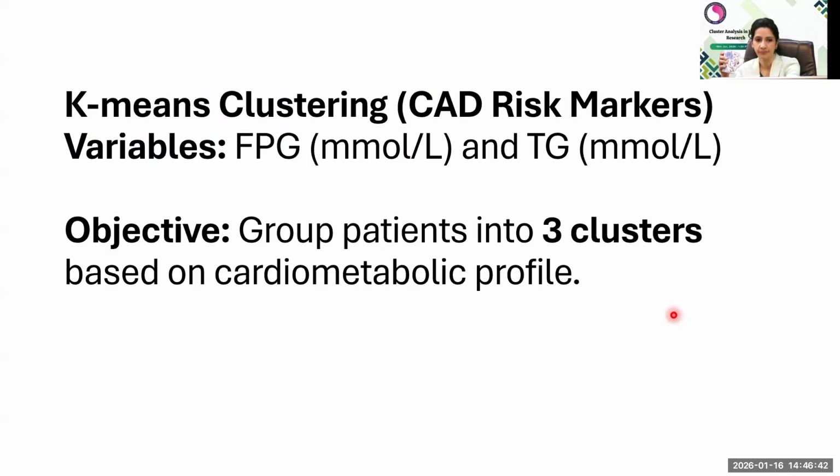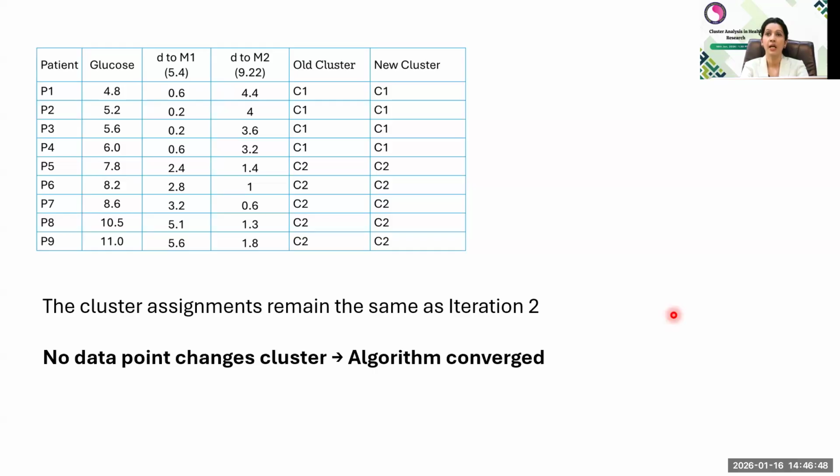So this is basically the k-means clustering. Now we have shown it with only one variable, only fasting plasma glucose.